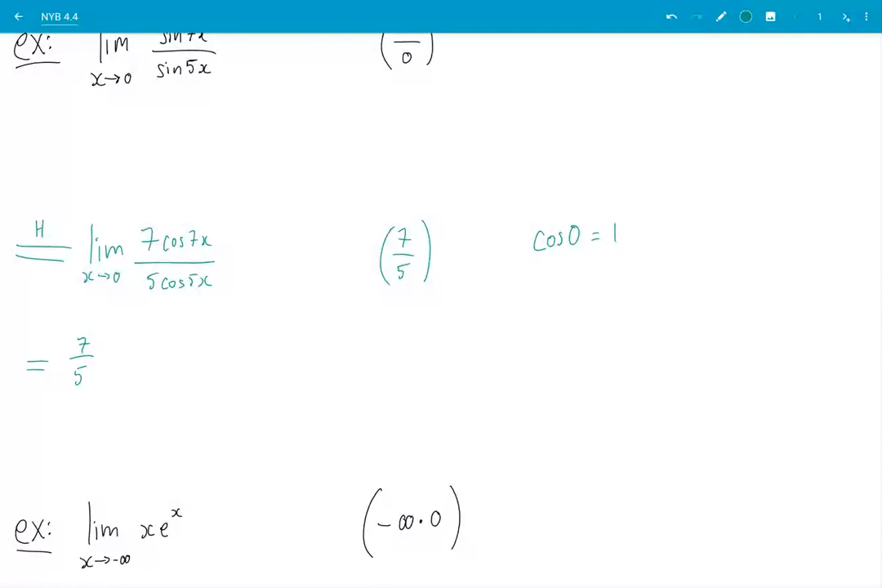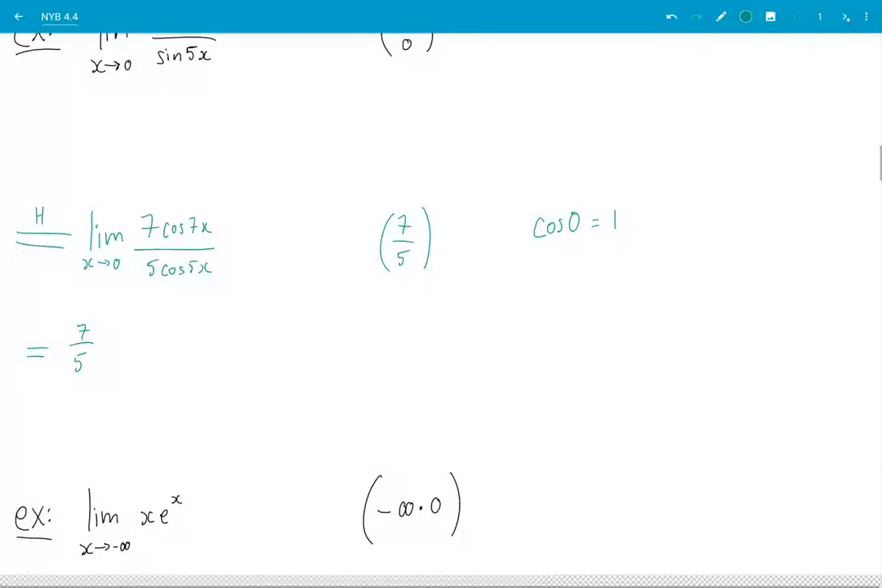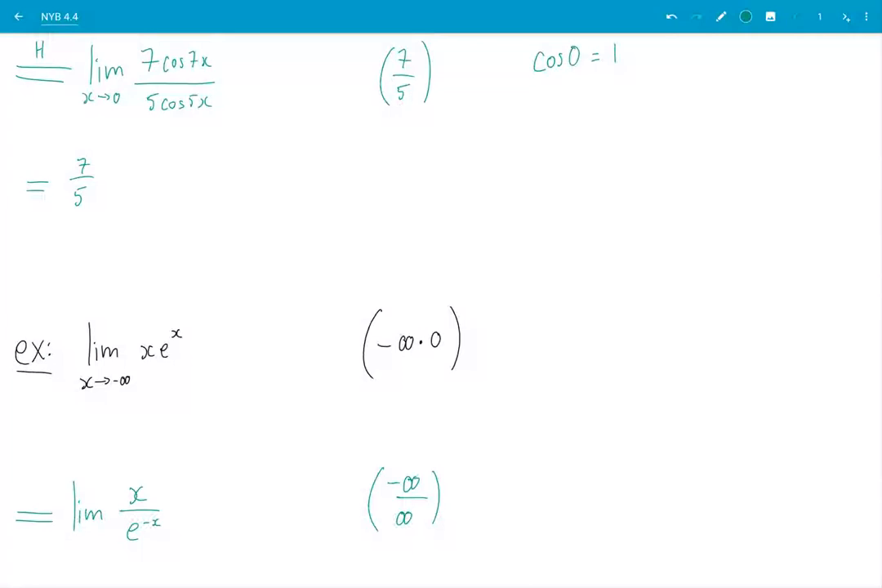The problem here is that L'Hopital's rule requires a fraction. So I have to take my function here and force it to be a fraction. I do that by taking the exponential and pulling it downstairs, and the exponent becomes negative. And now I have something more familiar.